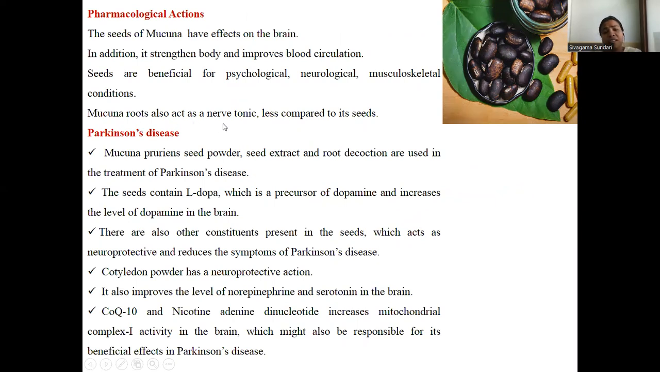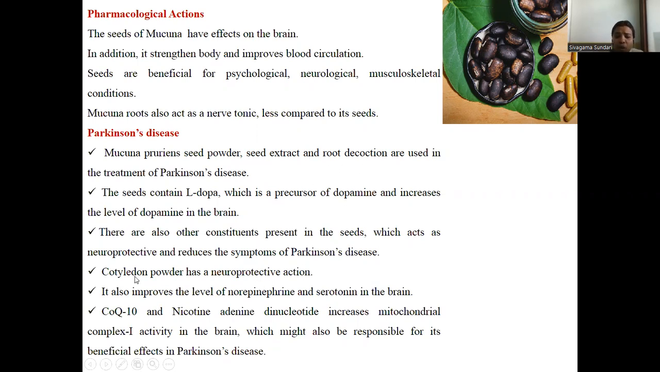The roots also act as a nerve tonic, less so compared to the seeds, but the seeds are the major source. In addition, the roots are also used as a nerve tonic. The seed is available in the form of powder, seed extract, and root decoction to treat Parkinson disease. Predominantly, though, L-dopa is present in the seed.